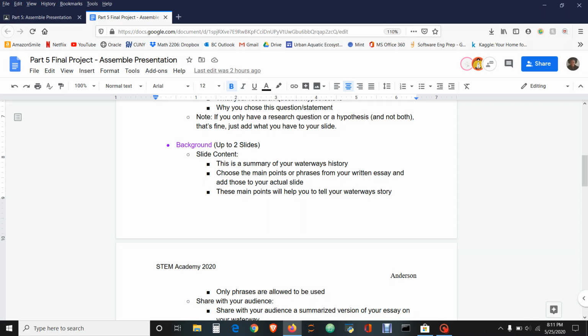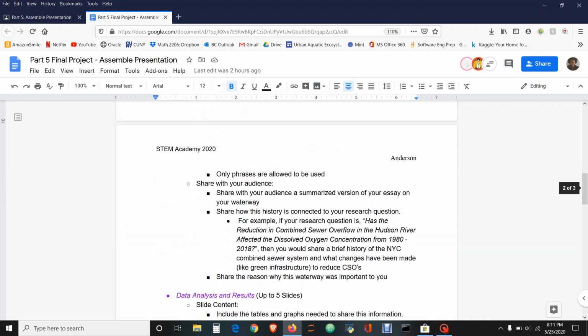And this is the slide content itself. You choose your main points, like I shared before, in your written essay. What are the main topics? That's what you put on your slide. And then when you talk about it, those main points will hopefully trigger memories of what was actually shared in your research paper.